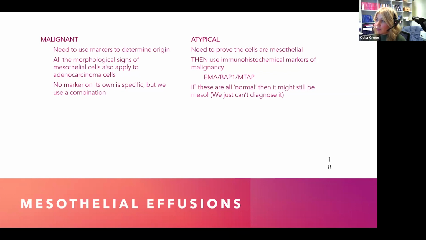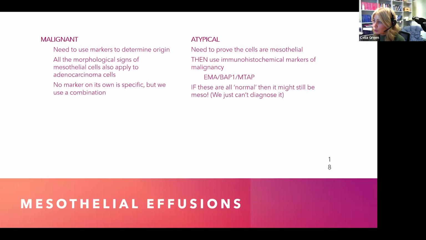Unfortunately, there's no specific mesothelial marker on its own. There's no one marker that says this is mesothelial, but we use a combination of markers to try and make sure we're being accurate. And then in that second circumstance where you've got an atypical population, the first step is to prove that these cells are mesothelial. And then we use immunohistochemical markers of malignancy to prove that they're malignant as opposed to a reactive process. And so those are EMA, BAP1, or MTAP.